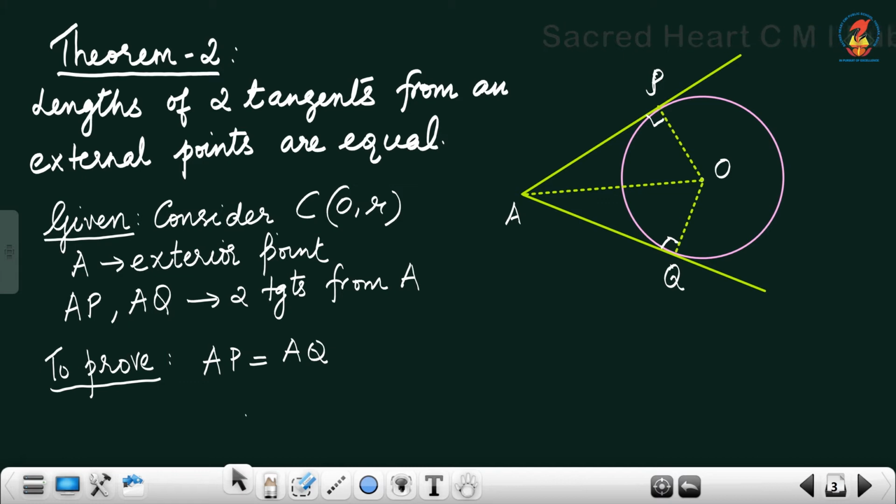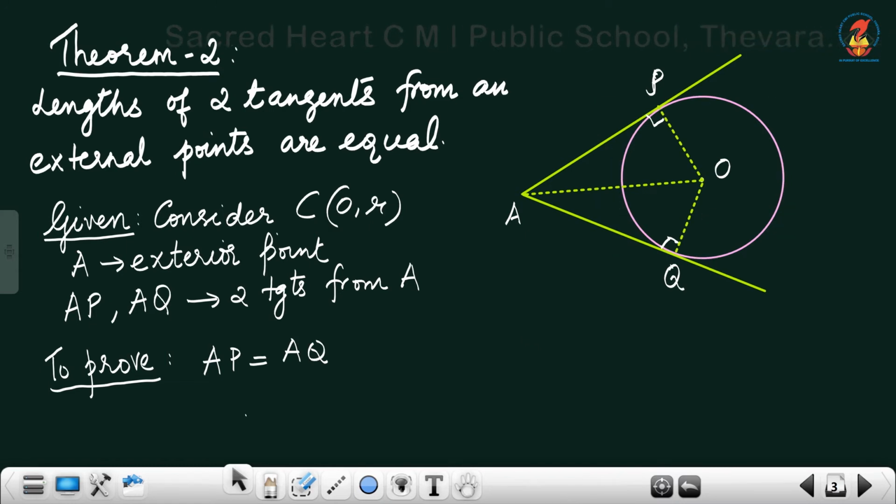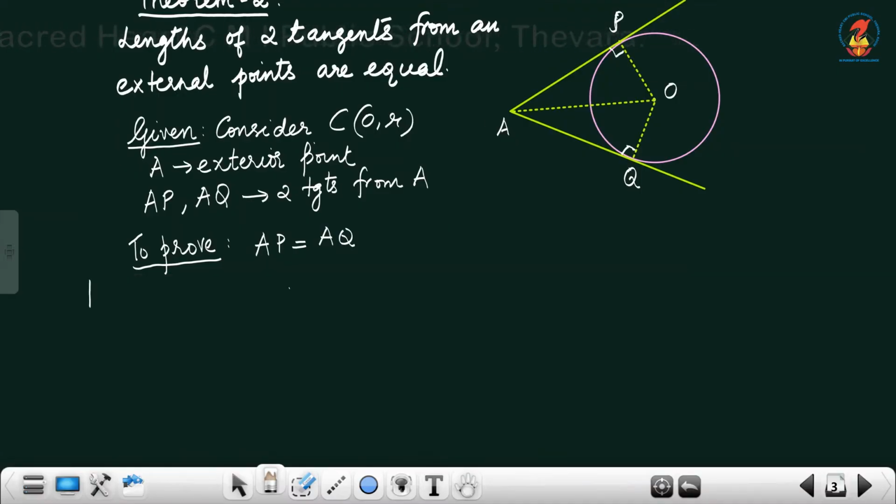What is the first triangle? AOP. And the second triangle, AOQ. So we will start the proof. So what are the names of the triangles we should start with? Consider triangle AOP and triangle AOQ.